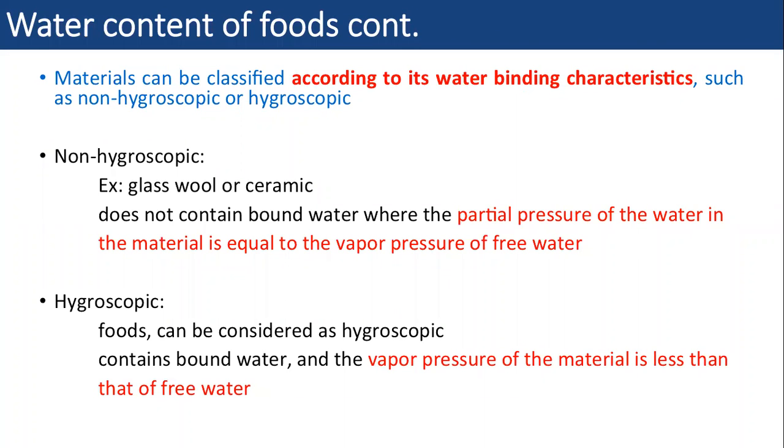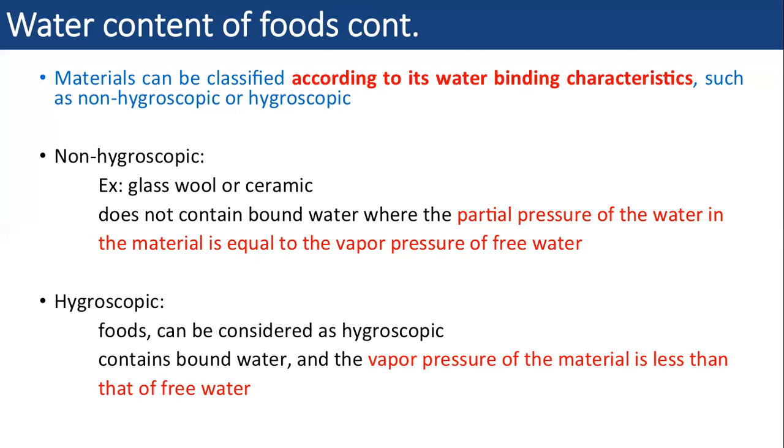Pressure, so the pressure is the same. So therefore, by our experience, we know it will not absorb moisture, or the absorption rate is very low. But in hygroscopic foods, the pressure is lower than free water, so a pressure difference is there. So hygroscopic foods are those that will absorb moisture quickly. As an example, a cream cracker is a hygroscopic one.